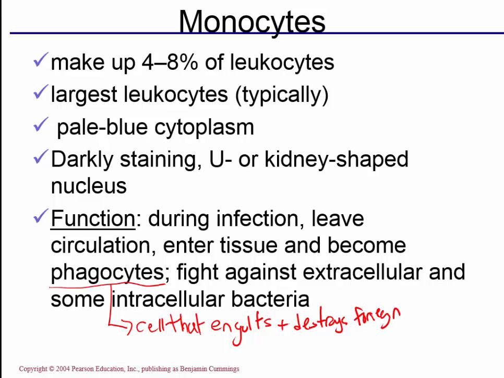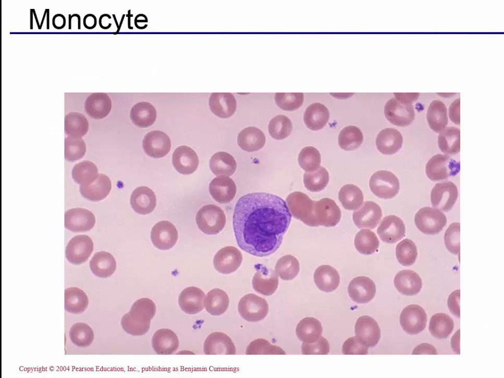It also destroys dead debris, so it also removes debris. That could be dead cells of the body. Another role of monocytes is to fight against extracellular and some intracellular bacteria. That means bacteria that exist mostly outside of the cell, and on some occasions inside. Here's a picture of a monocyte, and again you can see that there are no granules in the cytoplasm, and it has a kidney bean shaped nucleus.